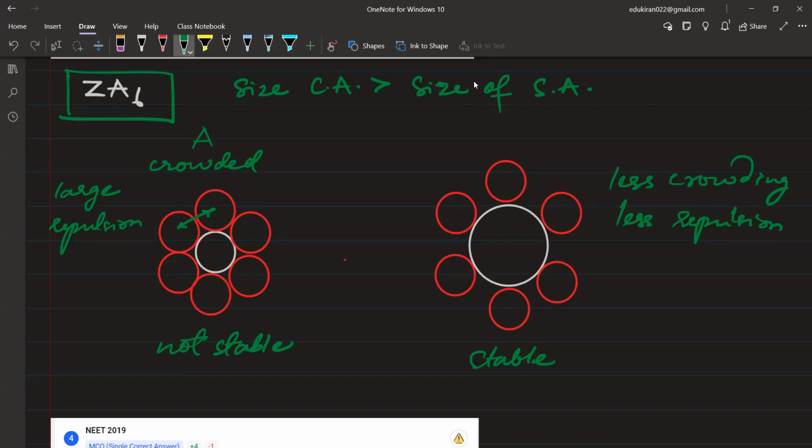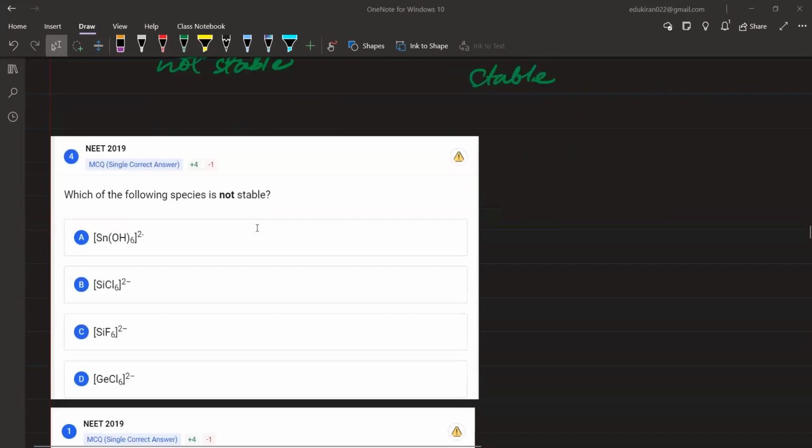If the size of the central atom is large and the size of the surrounding atom is small, तो वो आसानी से क्या हो जाएगा? Stable हो जाएगा. This is the criteria for stable. Unstable कब होगा? When the size of the central atom is either equal to or less than the size of the surrounding atom. ठीक है, तब तो ये unstable हो जाएगा. All of you understood this? Yes or no? Please tell me. Yes, sir. All of you wrote this down? लिख लिया सबने? Okay. Try this question now.